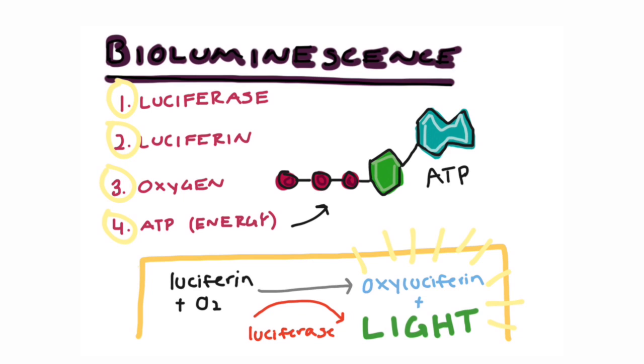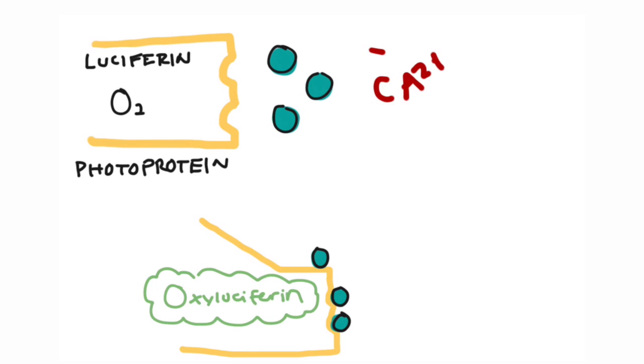Luciferin must be continuously introduced to the organism, either by diet or internal synthesis. An ion such as calcium must be added to activate the fluorescence. This entire light system is called a photoprotein.